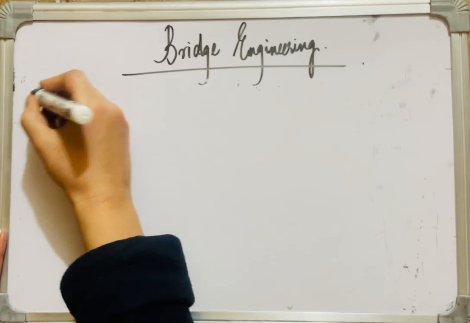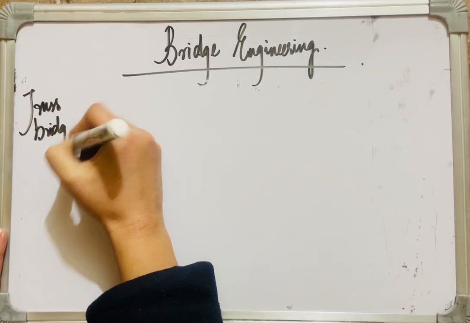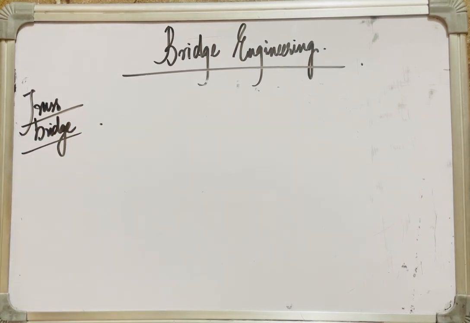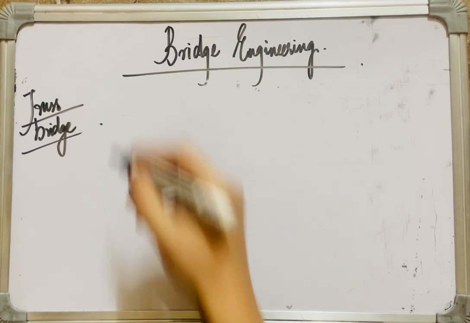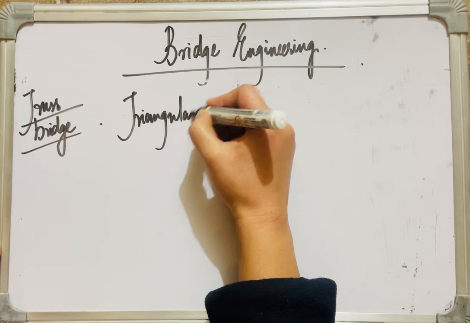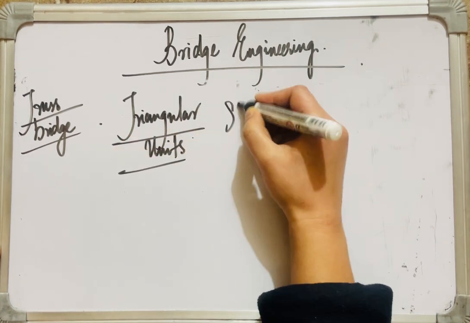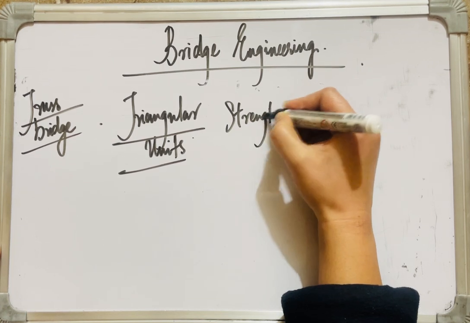Second one, truss bridge. Truss is a structural element which you create by interconnecting various elements to form triangular units. And this geometry gives these trusses exceptional strength and stability. That was discussed.